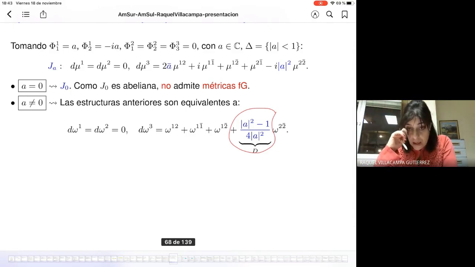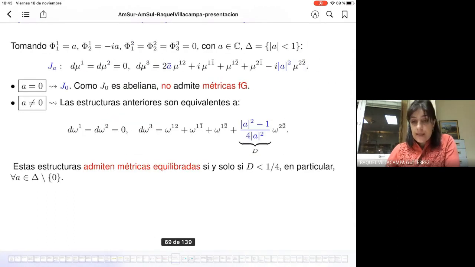the slides before where we have obtained that this type of structures admit a balanced metric if and only if this parameter D is less than 1/4. So, since A is a complex number whose modulus is less than 1, this parameter is always less than 1/4, and therefore all of these complex structures admit a balanced metric.